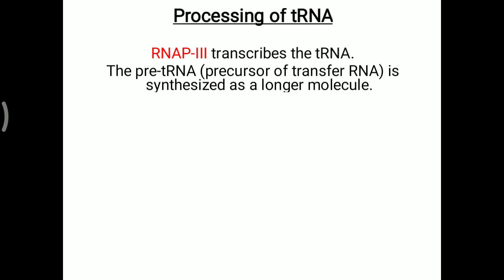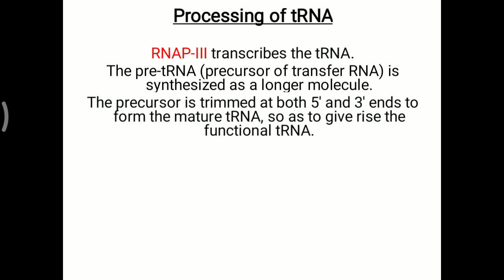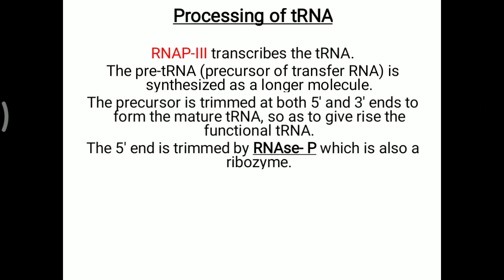Simple, we have seen that there are 3 RNA polymerase type enzymes, A, B, C, or 1, 2, 3. RNA polymerase 1 is for the rRNA, 2 for the mRNA, and RNA polymerase 3 or C transcribes the tRNA. The pre-tRNA, or the precursor of transfer RNA, is synthesized as a longer molecule. This precursor is trimmed at both 5' and 3' ends to form the mature tRNA molecule, so as to give rise to the functional tRNA. The 5' end is trimmed by RNase P, which is also a ribozyme.